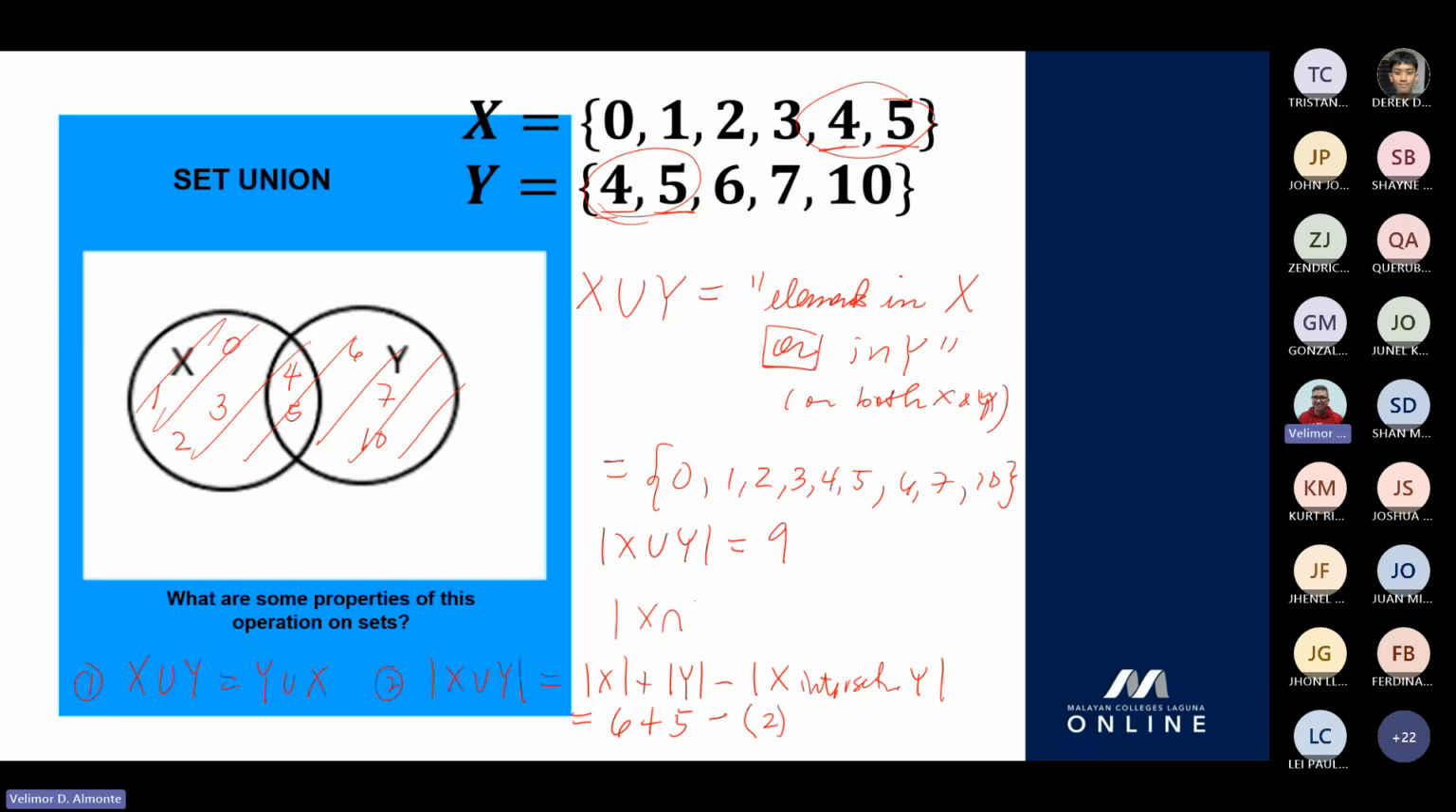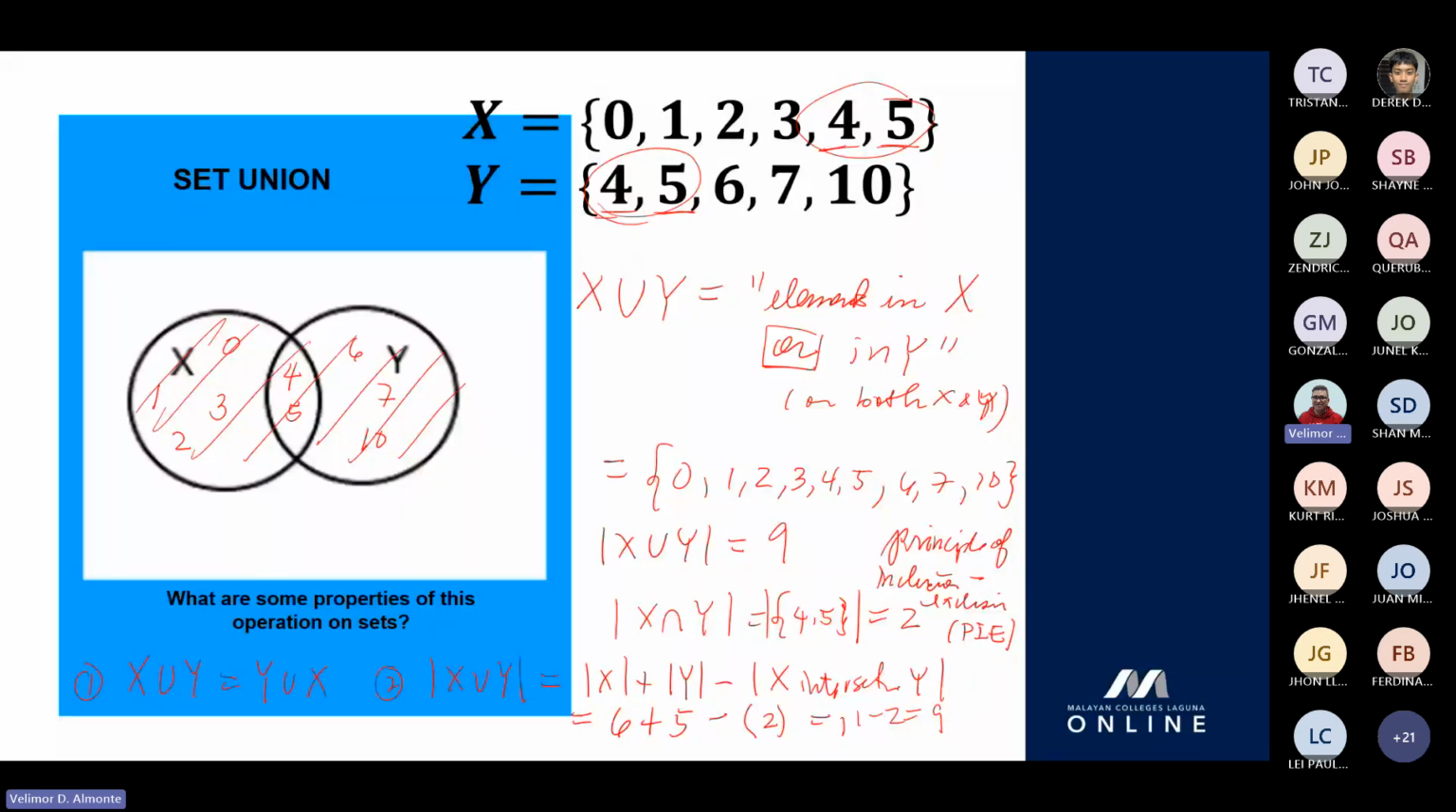So X intersection Y, the cardinality of this set is 2. 11 minus 2, that is 9. So this is called the principle of inclusion-exclusion, PIE for short.